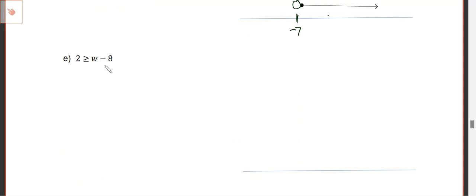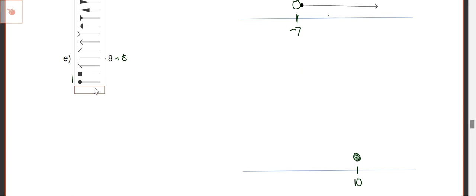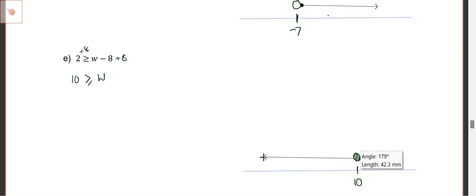W minus 8 is less than 2. So what must W be if I minus 8 and get an answer less than 2? Well, if we add 8 to both sides, we get W must be less than 10. All right? Or equal to. What does that look like on the number line? Put a 10, put a circle, fill it in because it's and equal to, and this time we go left because W has to be less than 10.